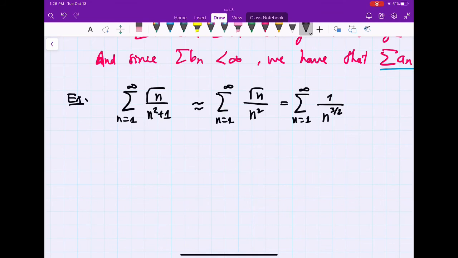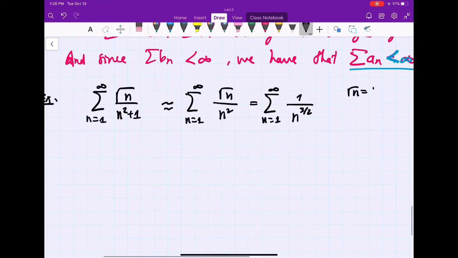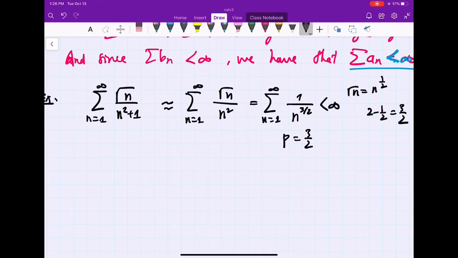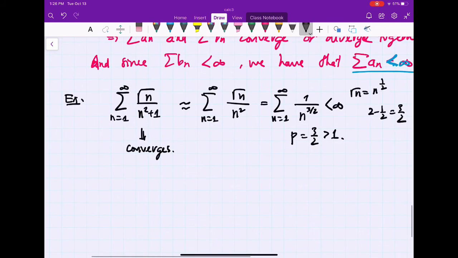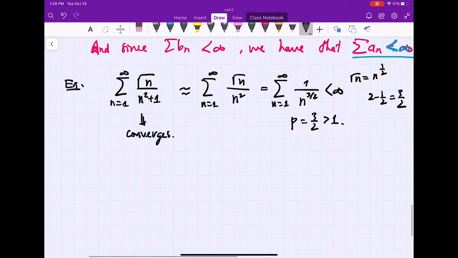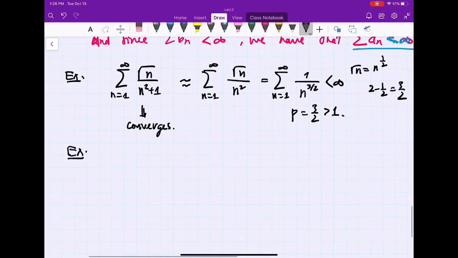You simplify. You write square root of n as n to 1/2, right? And then here you subtract 1/2 from 2, you get 3 over 2. So this is convergent, because the p in this case is 3 over 2, bigger than 1. So this guy converges. Does that make sense? So it looks very, very pretty, right? Very simple. All right, let's move to the next example.